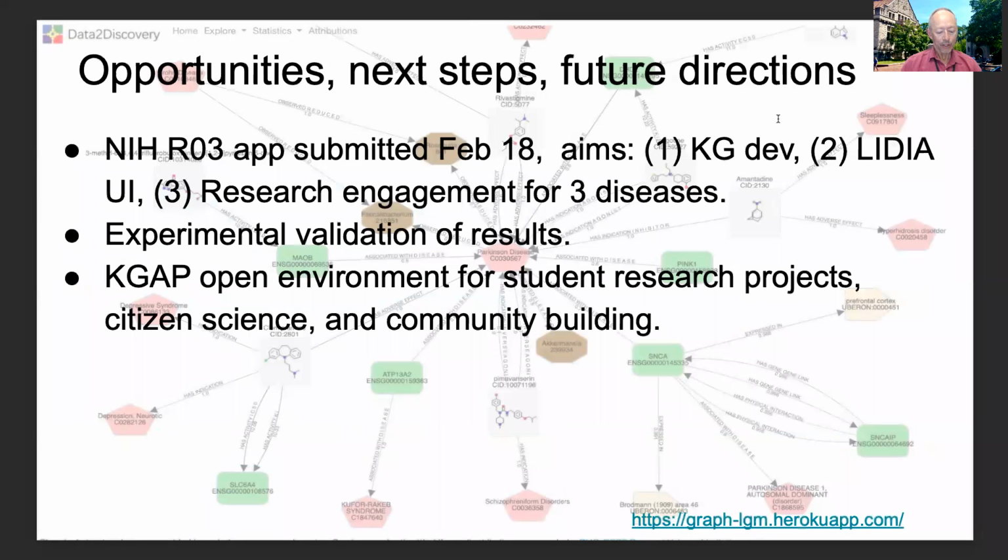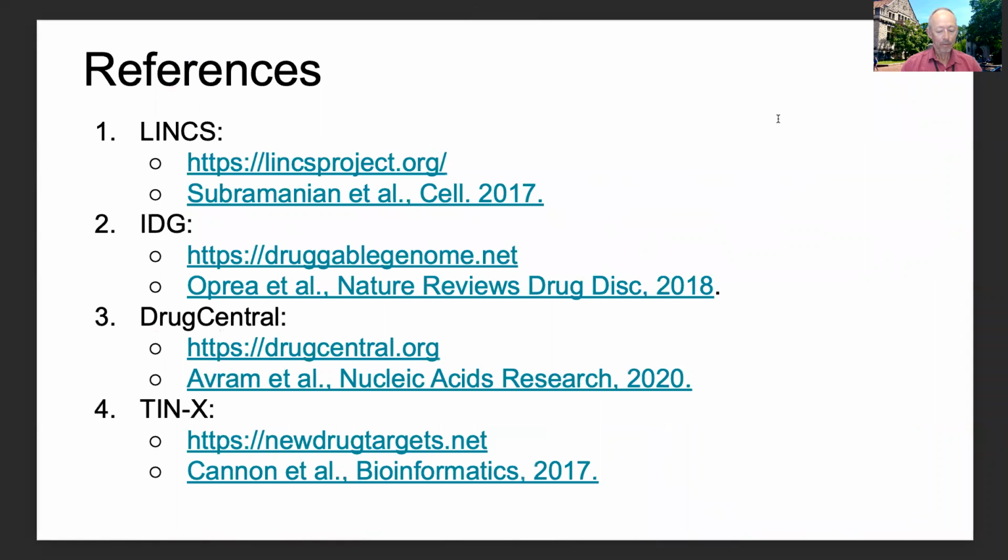Regarding next steps and future directions, if funding is awarded, this will support specific aims, including production quality knowledge graph, completed Lydia, and KGAP-based research in three disease areas. We are eager to collaborate with experimentalists and medical scientists to evaluate results and extend this work. Plans for community development and engagement include involving data science students from IU and UNM and facilitating open science through an open platform for development and application science. For more information, refer to these papers and websites. LINCS and IDG are large international consortia, both from the NIH Common Fund, with diverse contributors and extensive public resources to offer.